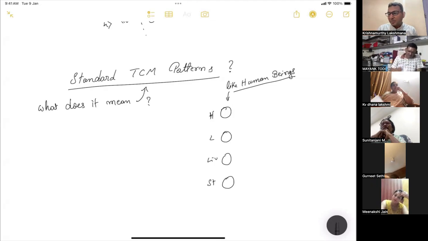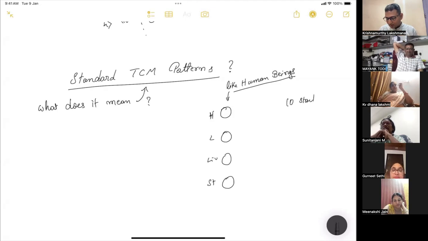Anything else happens? More or less, this is what most of them do, right? Yes, sir. There is a standard pattern in which the majority of human beings behave when they wake up. So let's say there are some 10 standard patterns while waking up.